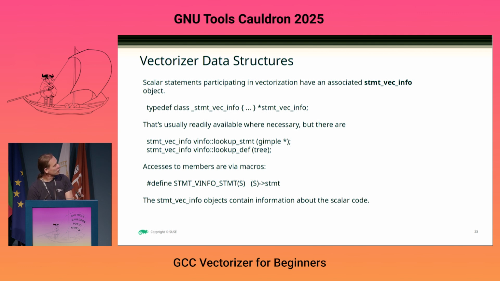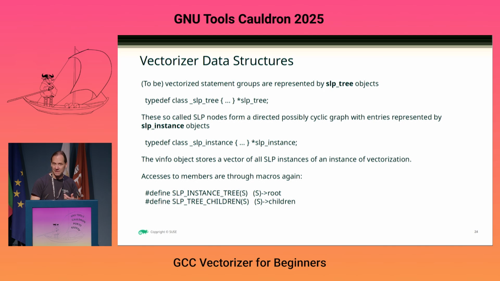And there are two member functions. In the vec_info struct, you can look up the stmt_vec_info from a gimple statement or from an SSA definition. Richard started to do C++ things in the vectorizer. So not me, the other one.